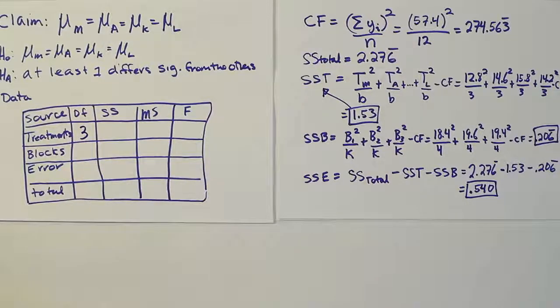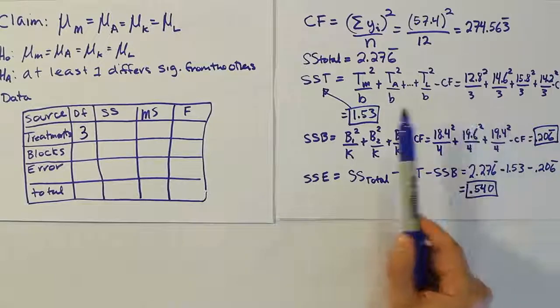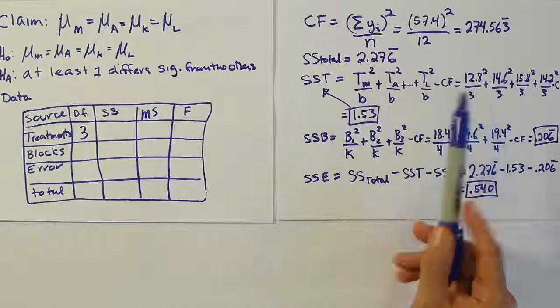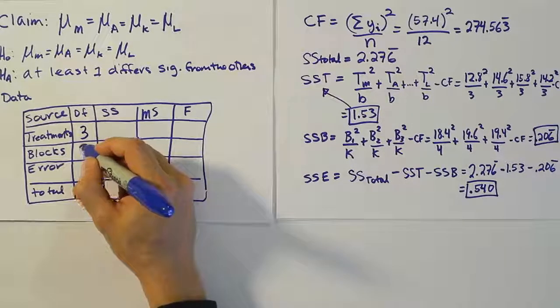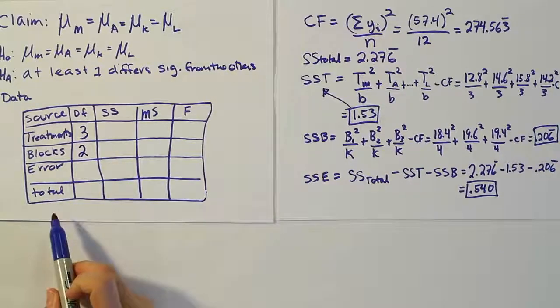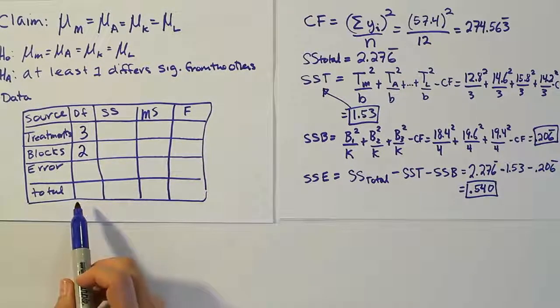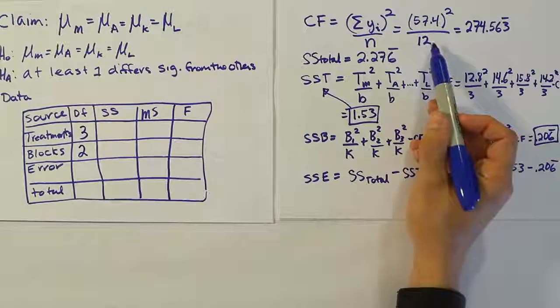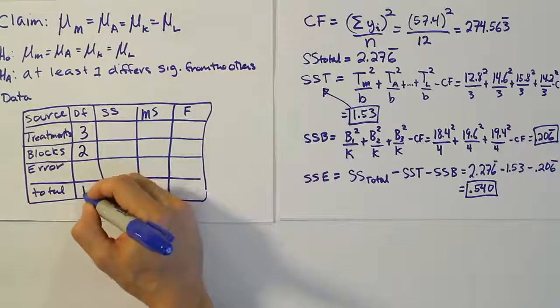All right, what about the degrees of freedom for blocks? Well, remember, we had 3 different blocks, right? The number of blocks was 3, so we take away 1, we end up with 2. The total degrees of freedom is basically the number of values we had. We had 12 values minus 1, so that will give us 11.